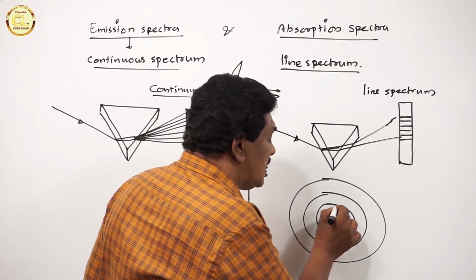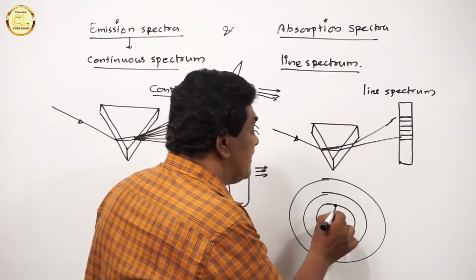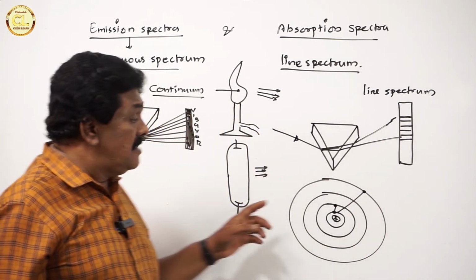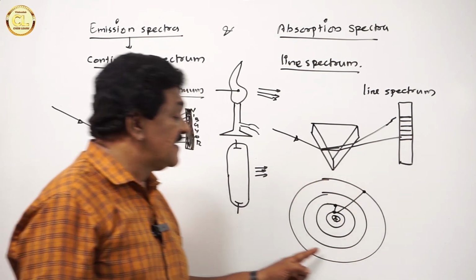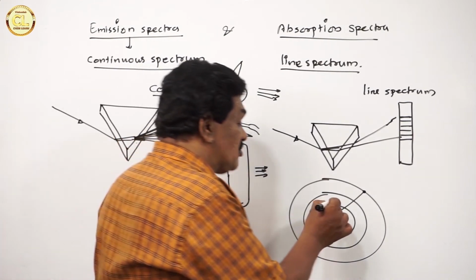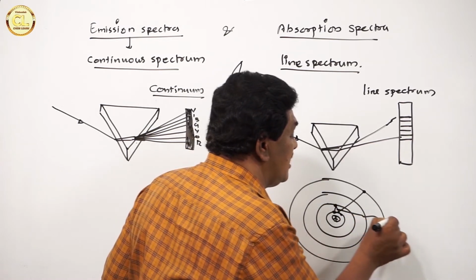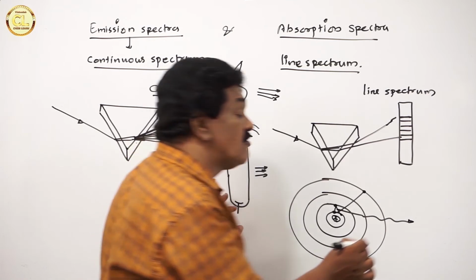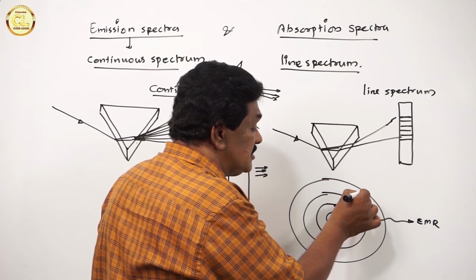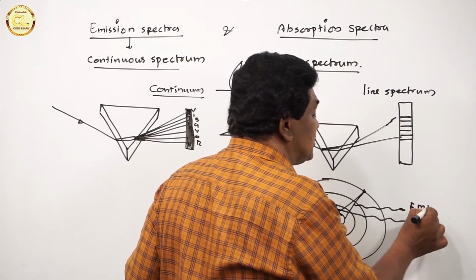If it absorbs low energy, it may jump up to a second level. If it absorbs higher energy, it may jump up to a higher energy level. But these energy states are called excited states and they are highly unstable. So the electron may jump down to the lower energy level by losing energy in the form of electromagnetic radiation, EMR. This electron may also jump down to the lower energy level by losing energy in the form of electromagnetic radiation of another wavelength.